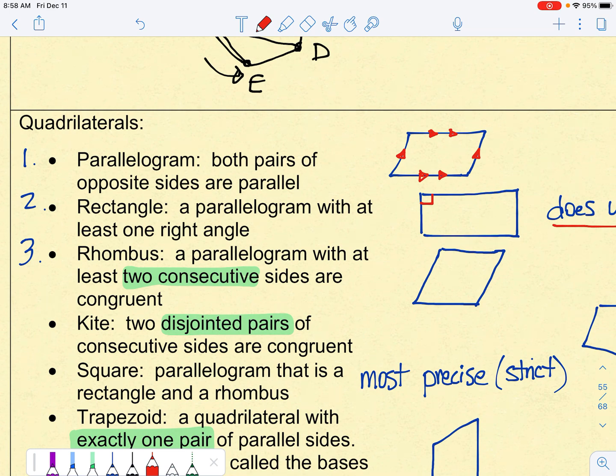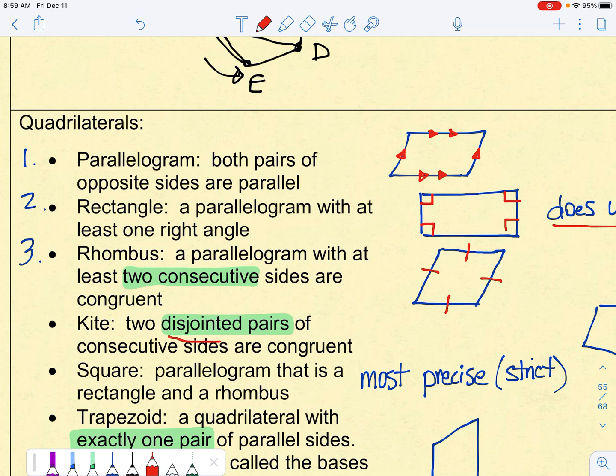Rhombus, a parallelogram with at least 2 consecutive sides congruent. So if it's a parallelogram, right, those 2 sides will be congruent. Now it ends up that all the sides will be congruent. Much like we have all the angles being congruent. Once you put one of them at a right angle, then they're all. So too in a rhombus, once you make 2 sides, all 4 sides.